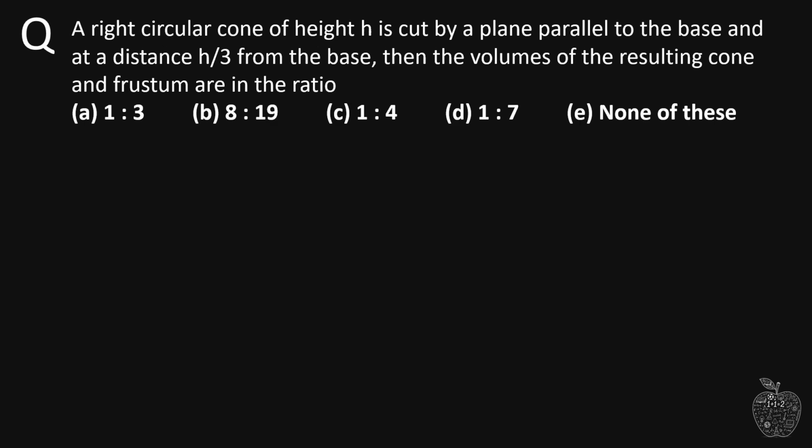A right circular cone of height h is cut by a plane parallel to the base and at a distance h by 3 from the base. Then the volume of the resulting cone and frustum are in the ratio. So we are given that there is a cone like this.